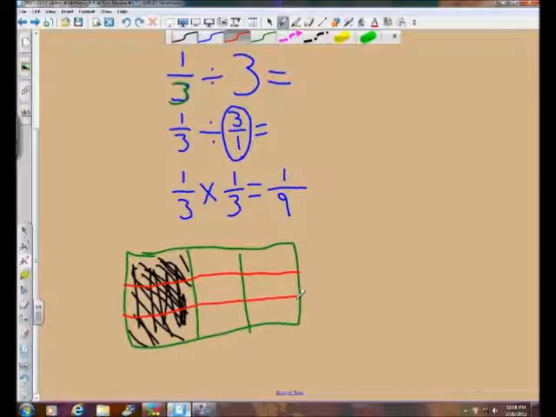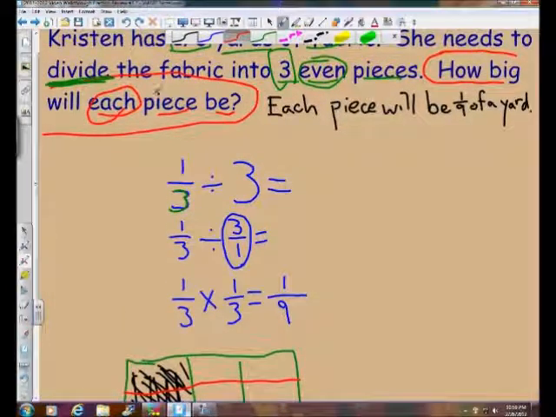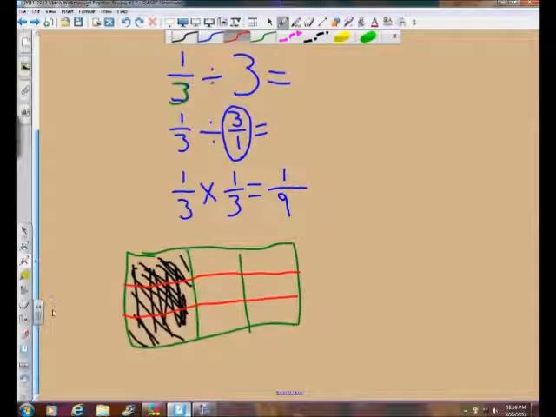So now you got, okay, so we've broken up that third into 3 equal parts, and each piece of that ribbon would be, is that what it says? How big would each piece be? Okay, it's always good to go back and check your job in the question there and see if you're on the right track. So I think we are.